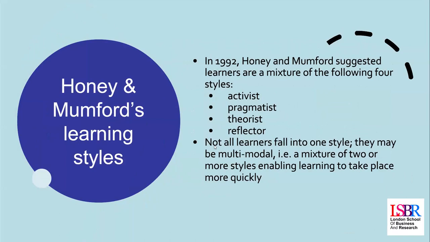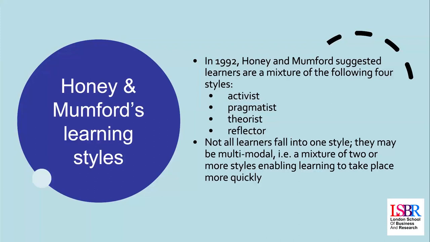Honey and Mumford in 1992 suggested that learners are a mixture of the following four styles. These are activist, pragmatist, theorist, and reflector. Have a think about those words before I start to describe what they are. And it's important to remember that we're not all one type of learning style. Some of us might be a mixture of all four, some of us might be two.